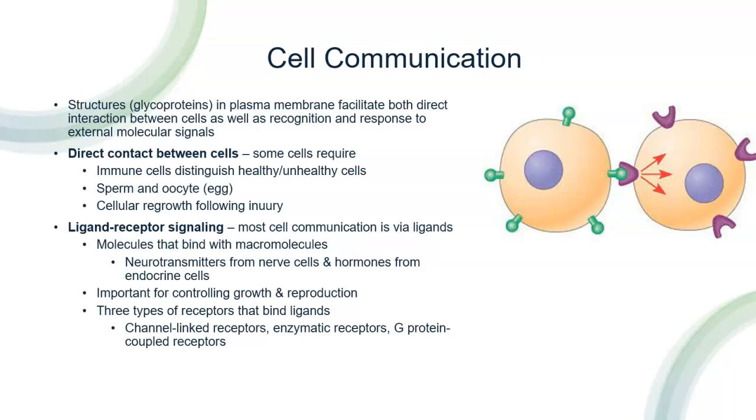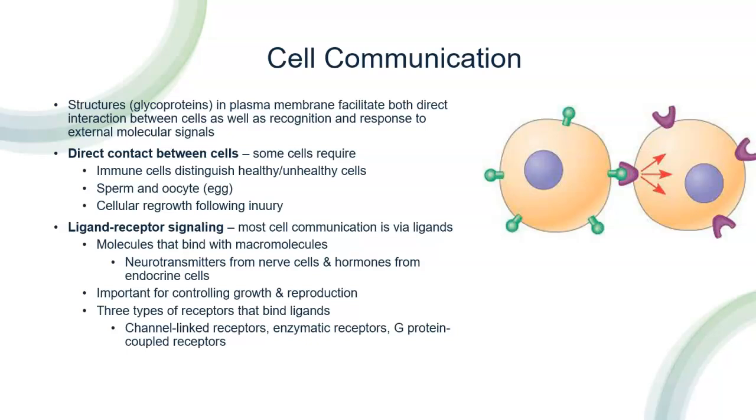That receptor binds to the ligand, and that binding initiates mechanisms within the cell for controlling things like growth, reproduction, and other cellular processes. The three types of ligand receptor signaling include channel-linked receptors. Channel-linked receptors are sometimes called chemically gated channels, which simply means that when the ligand binds the receptor, it opens a gate. That gate then will allow something to enter or leave the cell.